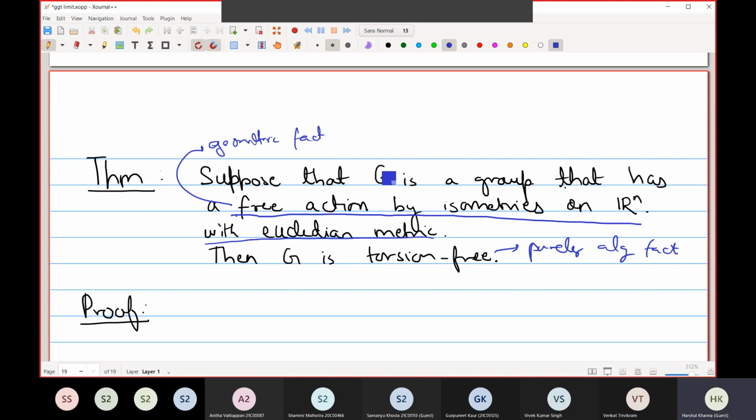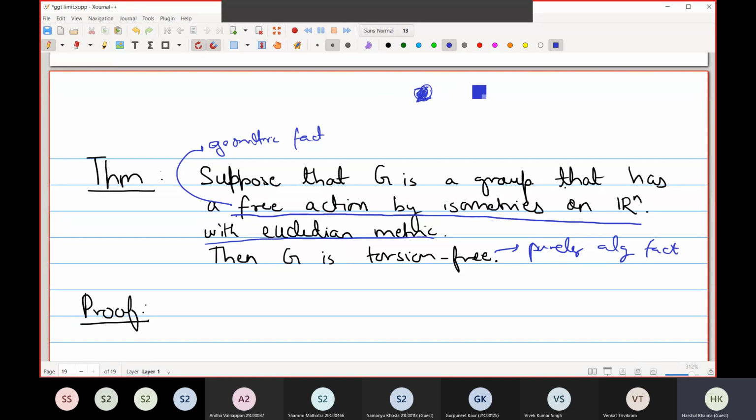Some examples, of course. First of all, let's look at Z. First I'll prove this, then I'll give you some nice examples. So I want to prove that if G is a group and it has a free action by isometries, that basically means again the same thing. It's an action on a metric space, so it's a normal action plus it preserves the distances and it's free.